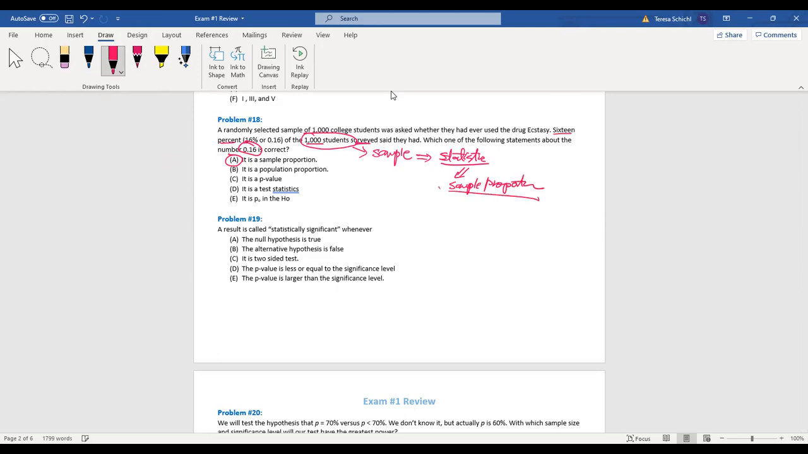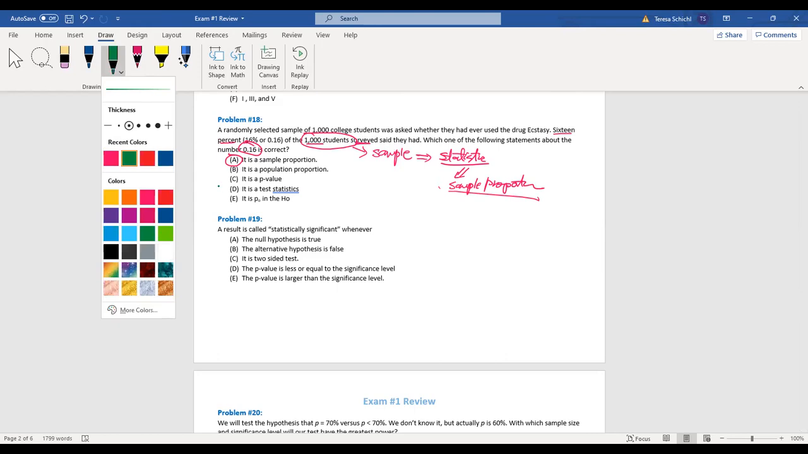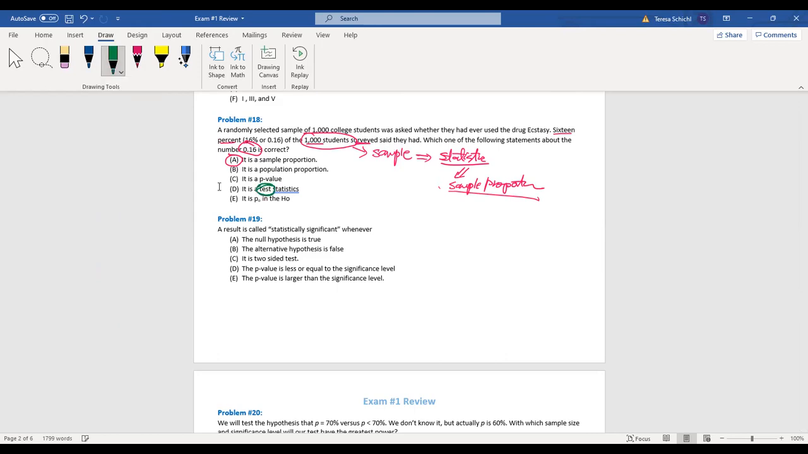Okay, so it's based on the sample, right? So the test statistic here is a different thing. This is a test statistic. That means we defined it like a z-test or t-test, but this is purely just a statistic here. So it's a sample proportion.